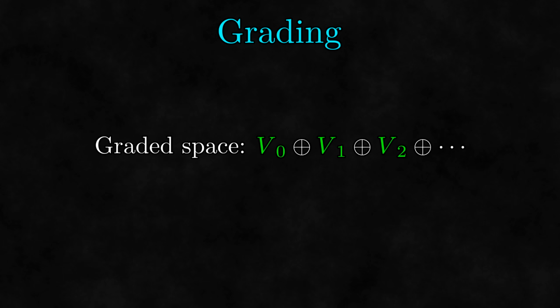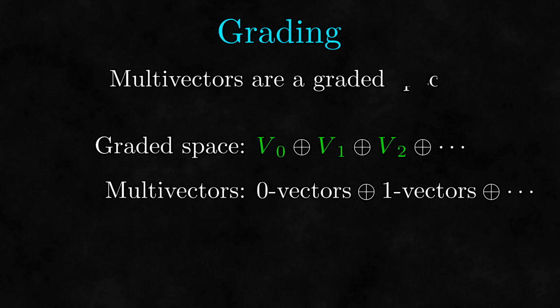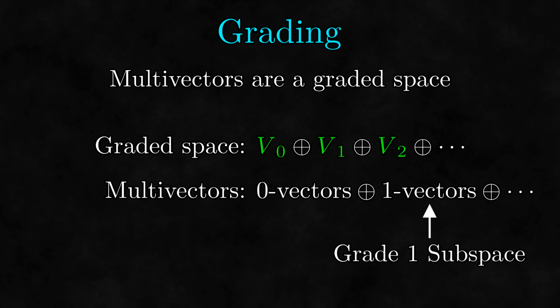The last thing I want to talk about in this video is what is called the grading of multivectors. I already introduced the term grade in the last video, but it's a little more general than I made it seem. In general in linear algebra, a graded space is a linear space that can be written as the direct sum of other linear spaces, usually with the other linear spaces being indexed by the natural numbers. This is precisely how we defined multivectors. They are the direct sum of all k-vectors, where k is a natural number. Thus, in this sense, multivectors are a graded space. We then call the kth space in the direct sum the grade k subspace of the graded space.